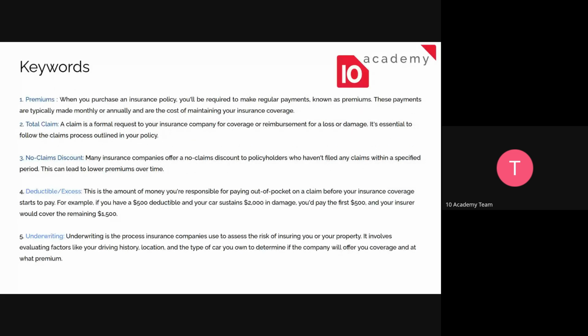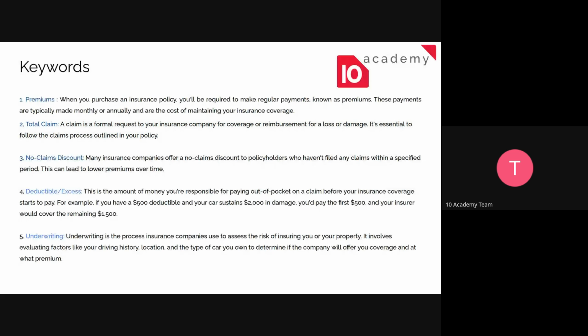There are many keywords that you need to know and use in insurance companies, but the main keywords are, the first one is premiums. Probably most of you are familiar by now, but if you are not, I have mentioned it many times: when you purchase an insurance policy, you'll be required to make regular payments. That is the premium.